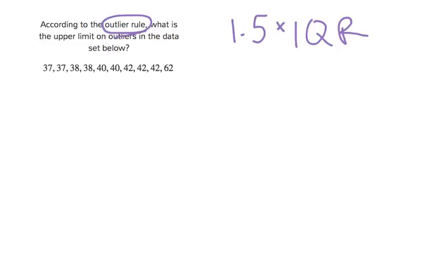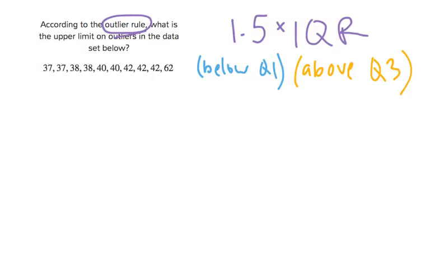So this is 1.5 times the IQR below Q1 or 1.5 times the IQR above Q3. It could be either of these. That is a way to identify outliers in either direction.